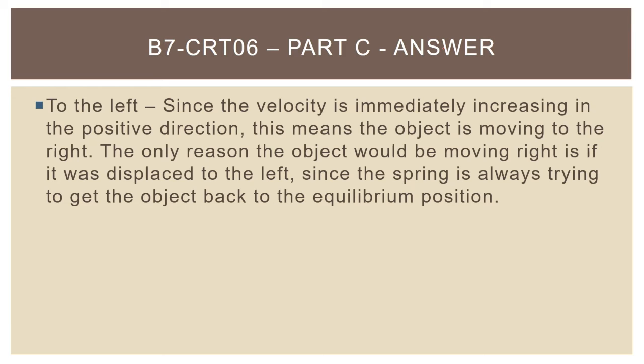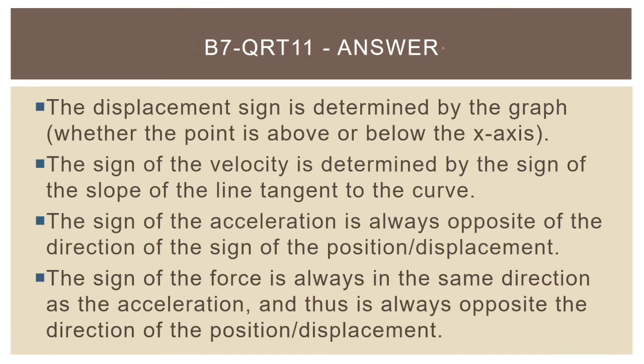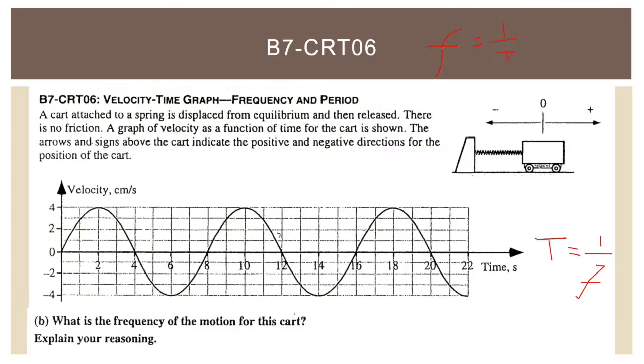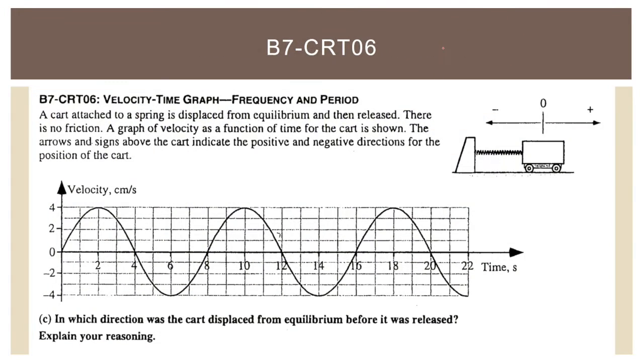Now, actually, as I was writing this answer down, it occurred to me that there's also a pretty easy way to come up with this based on what we said back in the answer to the previous video. The sign of the acceleration is always opposite of the direction of the sign of the displacement. And since they're giving you here a velocity versus time graph, you can use the slope of the tangent line to figure out the acceleration.